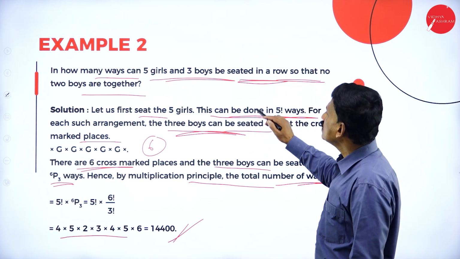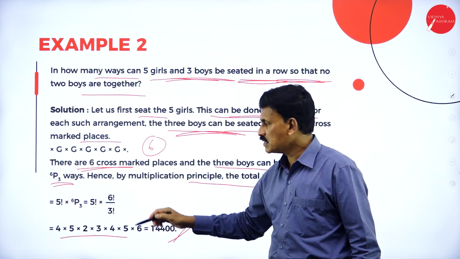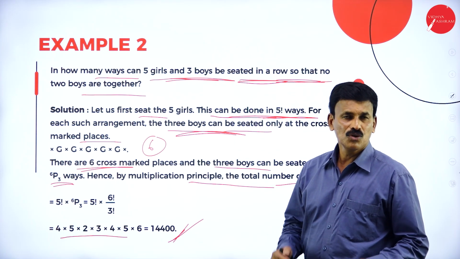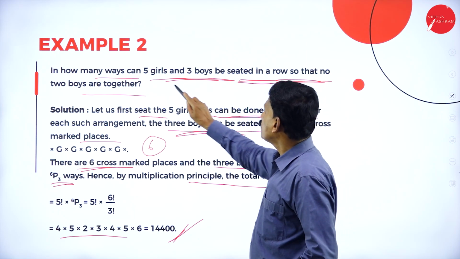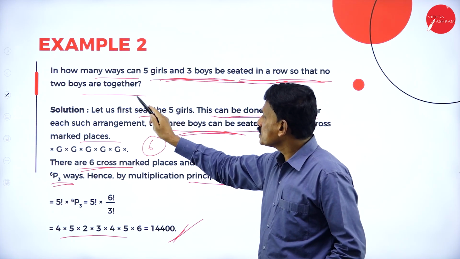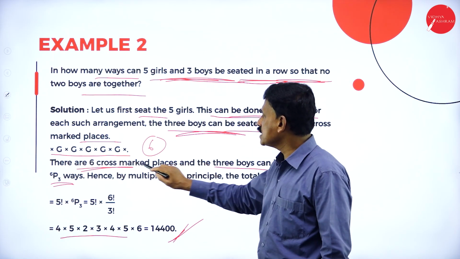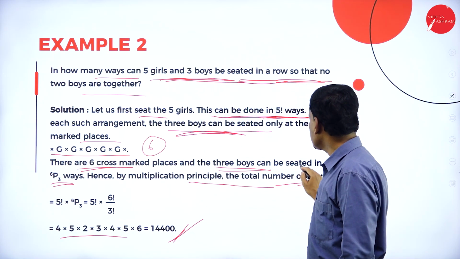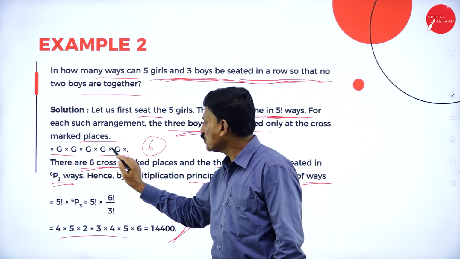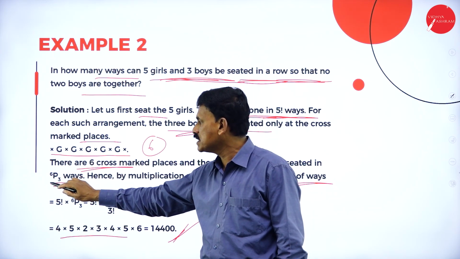Therefore 5 girls and 3 boys can be seated in a row so that no 2 boys are together in 14,400 ways. Hope you followed. So the boys can be arranged at the cross marks like this. There are 6 cross marks, 1, 2, 3, 4, 5, 6. How many boys are there? 3 boys are there, so they can be seated in 6P3 ways.